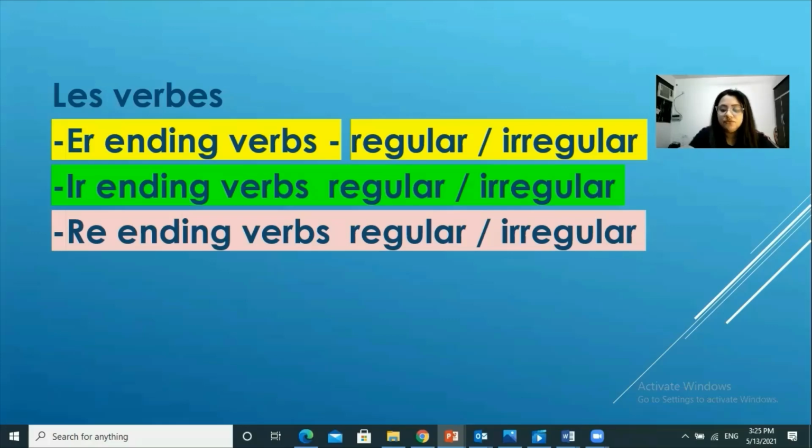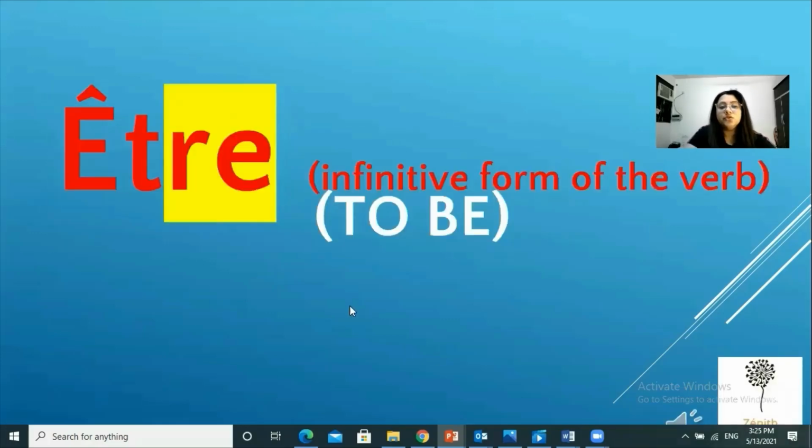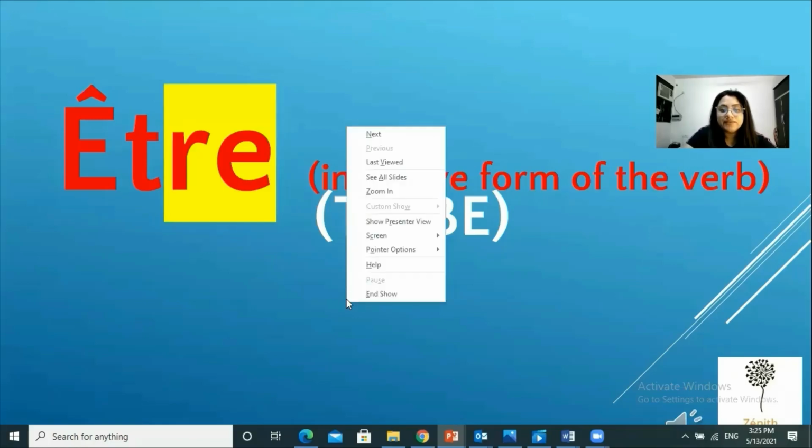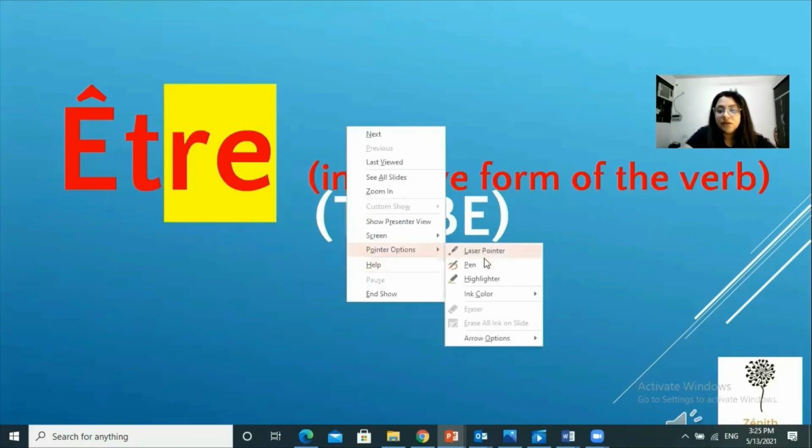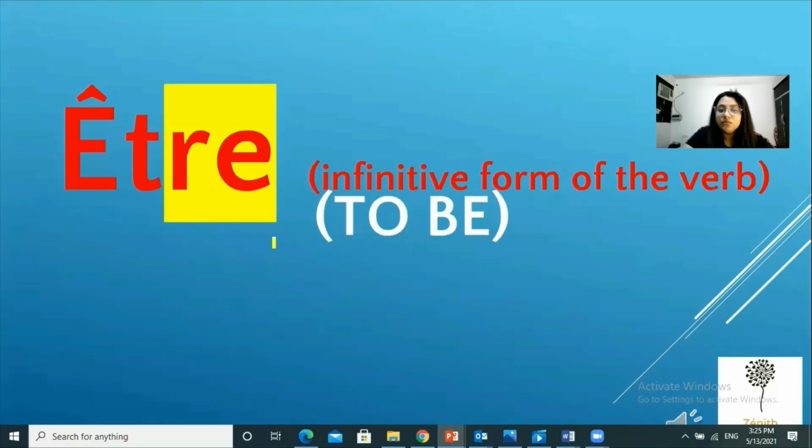So let's start with the verb être. Since this verb ends with RE, it becomes your RE ending verb. Être is an RE ending verb, which is also an irregular verb. It has a different way of conjugation. Perhaps you have seen a few of the conjugations in some of the previous videos which we have done with you. So let's find out how we conjugate, how we change the verb être. The meaning of the verb is to be.